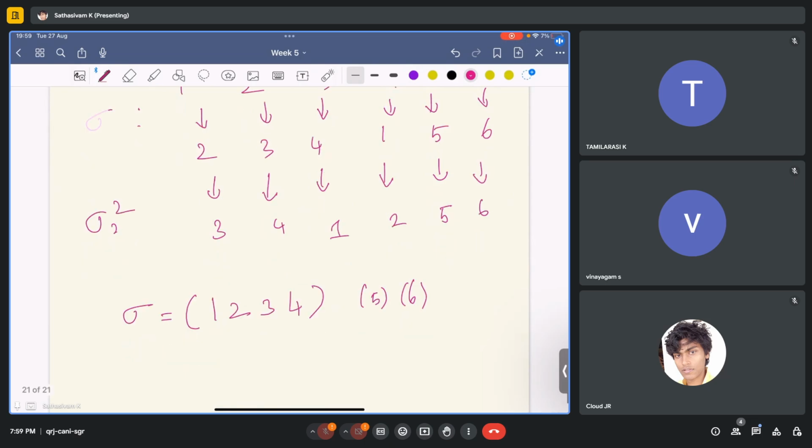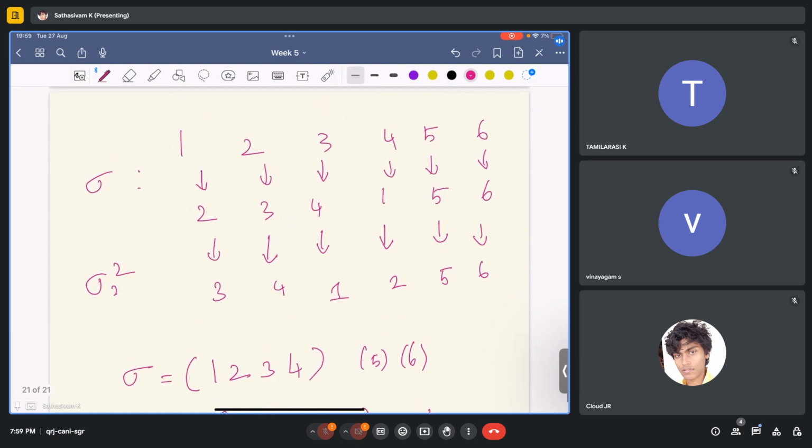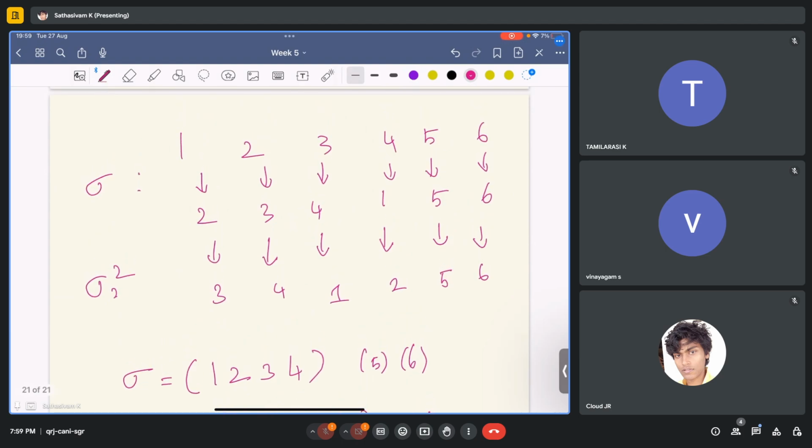So what is the LCM? The LCM of the cycle lengths, which are 4, 1, 1, is nothing but 4. So you easily computed the order. You just take sigma to the power 4, and you got it. That's all. In that sense, this problem is kind of interesting, because otherwise it's very hard.